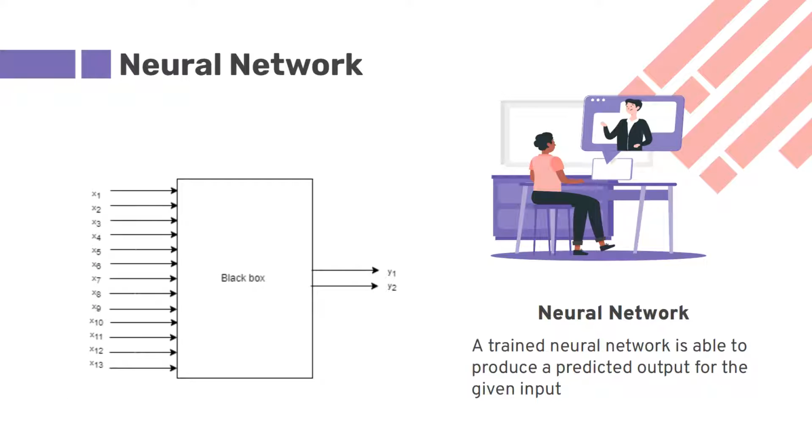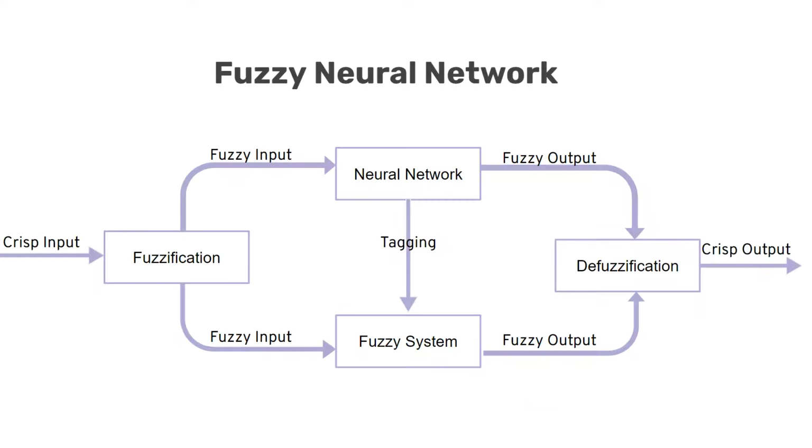This is how a neural network looks to a user, where a trained neural network is able to produce a predicted output for the given input, but no one truly understands the logic behind the prediction. Others have explored the possibility of fuzzy neural networks that combine fuzzy systems with neural networks, where the fuzzy system mimics human reasoning and the decision-making process by introducing the concept of linguistic variables, which is able to counterbalance the disadvantages of neural networks.